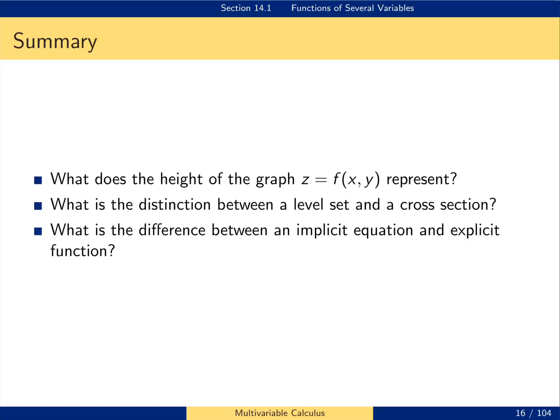That's all we have to say for now. Here are some summary questions to consider before we start on partial derivatives.